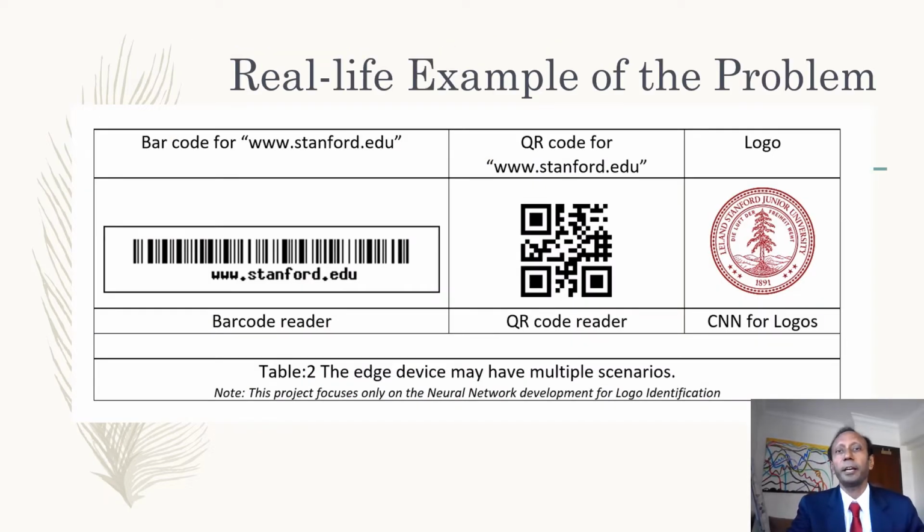So let us take, for example, a real life example problem of Stanford. You can encode www.stanford.edu as a barcode or as a QR code, or in this project we can actually scan the logo and get to the desired URL. That is the solution that we are bringing in.